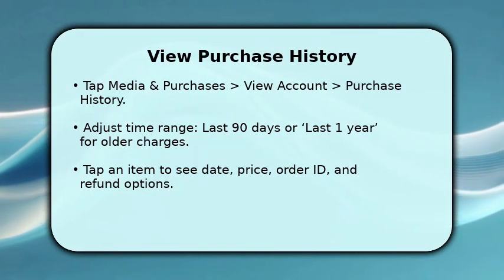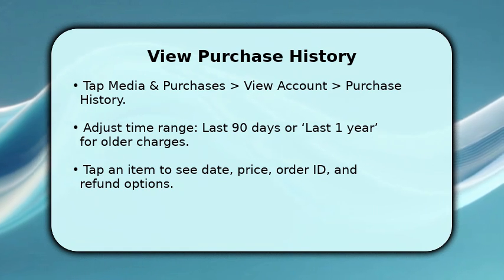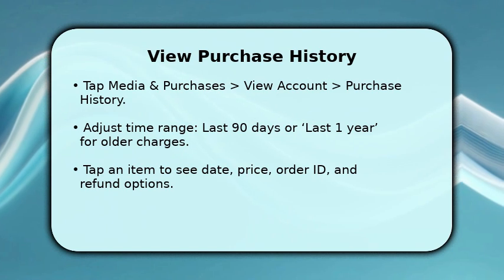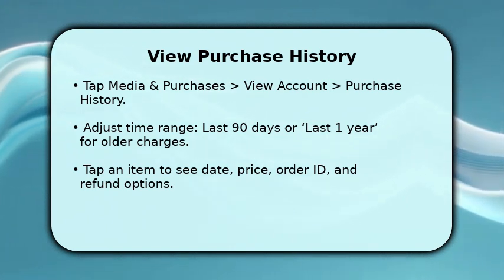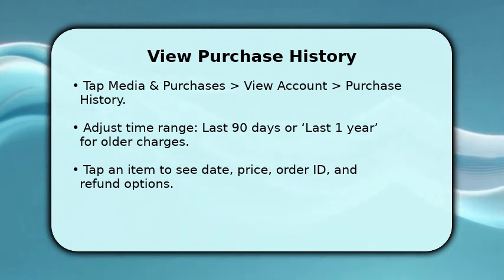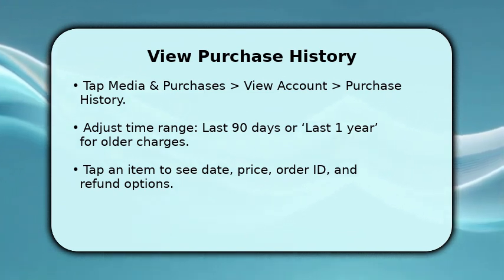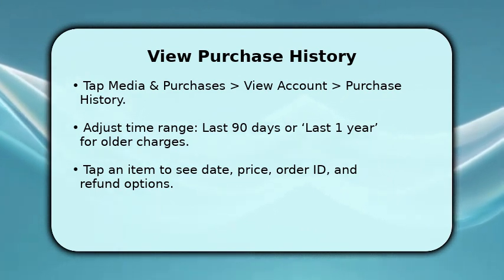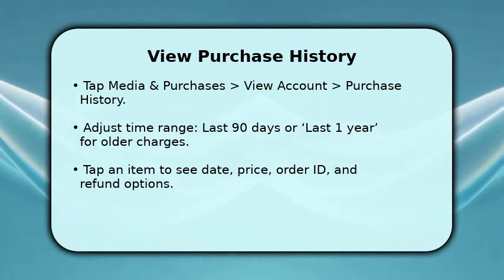Next, go to View Account, then Purchase History so you can see every Apple transaction tied to your ID. Once you select a time range, last 90 days or a custom period, you'll see Group Charges by Date. This helps you spot subscriptions versus one-time purchases. Tap any line to reveal the order ID, exact price, and merchant details, and if something looks wrong, you can report a problem from there. This step is the core of reconciling what hit your card.